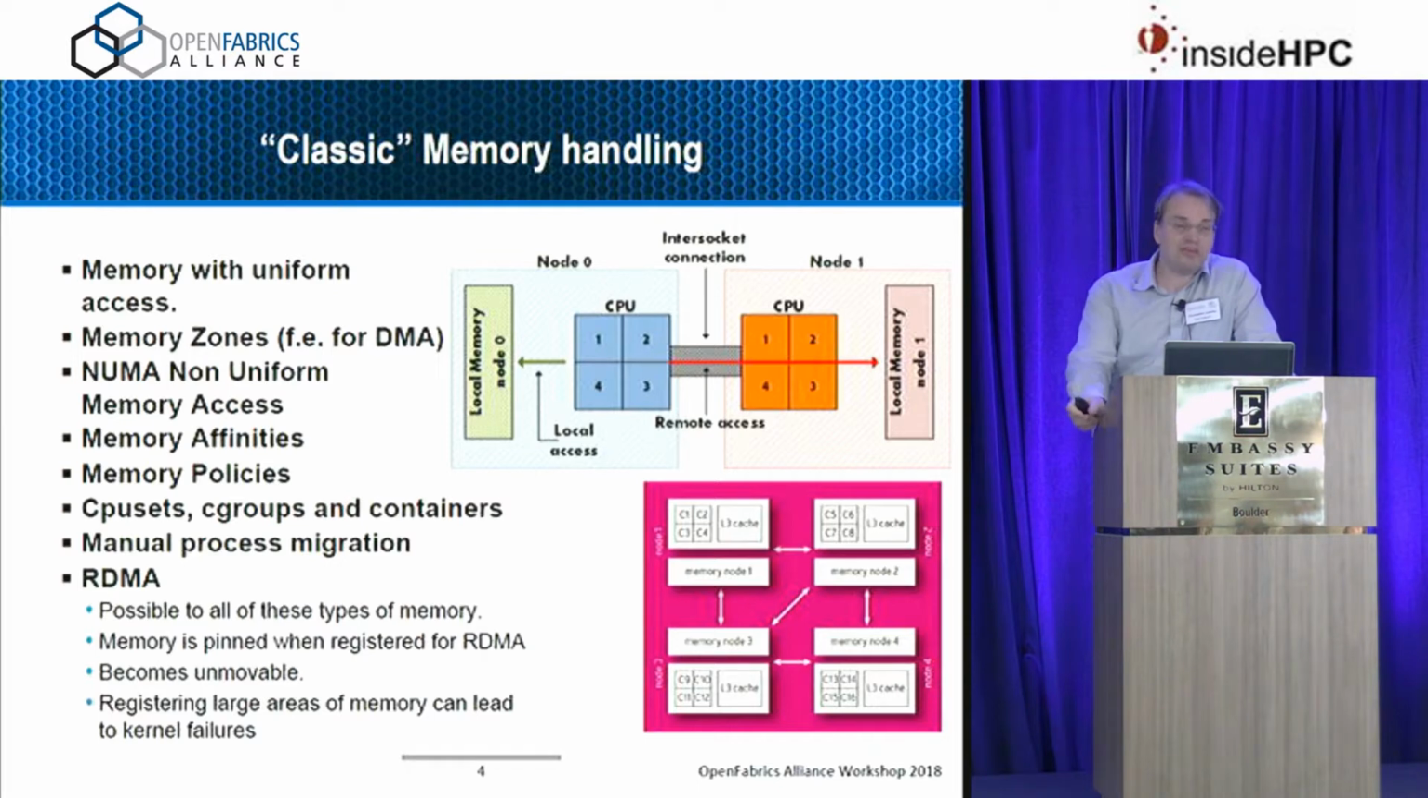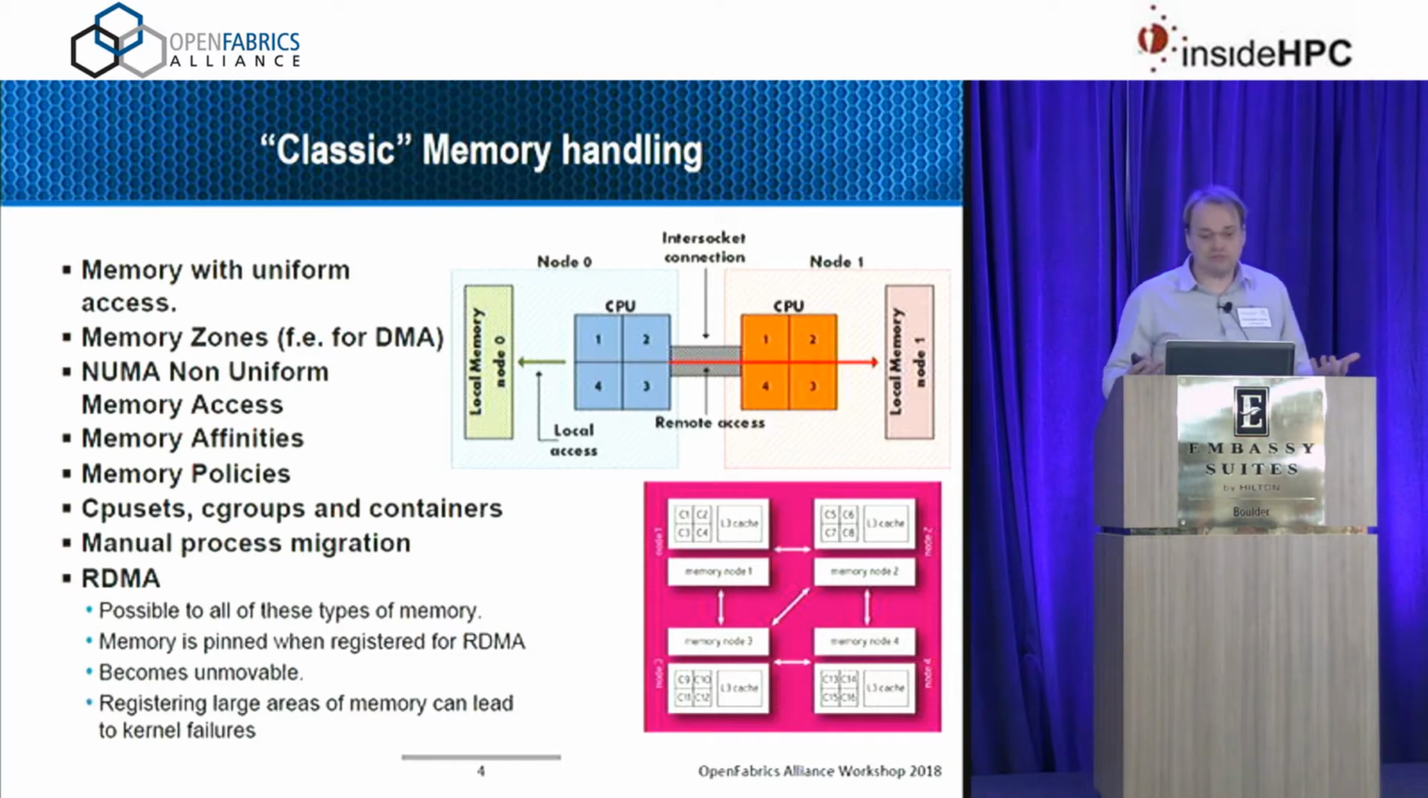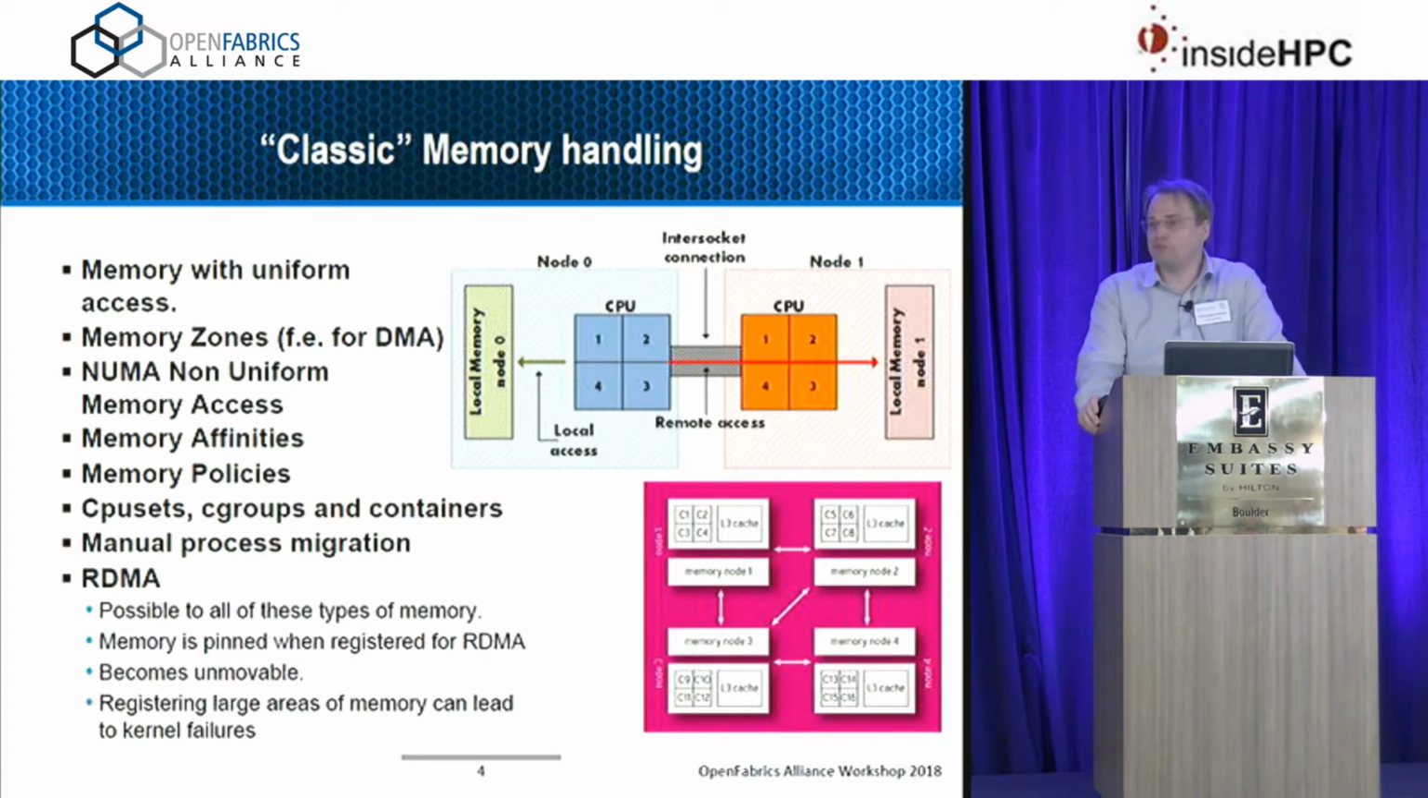Then further on, there came CPU sets. You had the ability to restrict applications, groups of processes, to a certain NUMA node and to certain processors on the NUMA node. Then we evolved that to C groups, and this became the containers, which can control much more than just memory. And it's very fine-grained too.